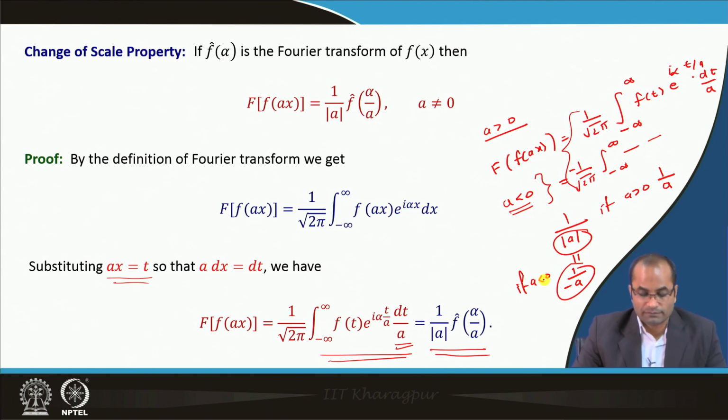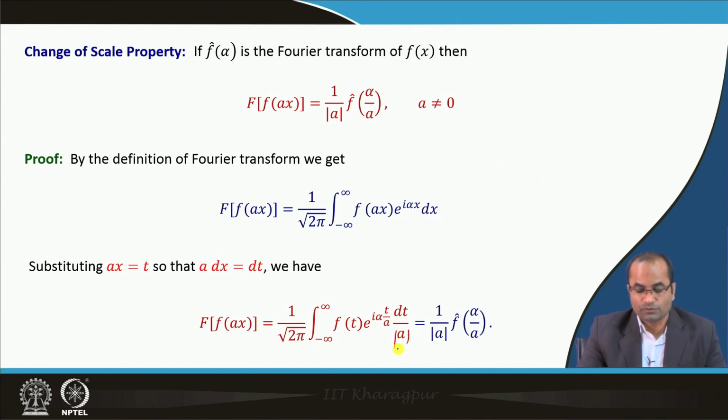So, in both the cases we have incorporated this in the integral. Instead of a, we have the absolute value of a, and then we have 1 over the absolute value of a outside the integral, and the remaining part is just f(t) e^(iαt), and instead of t we have now t over a, dt. That is the only difference. So, just rewriting this again.